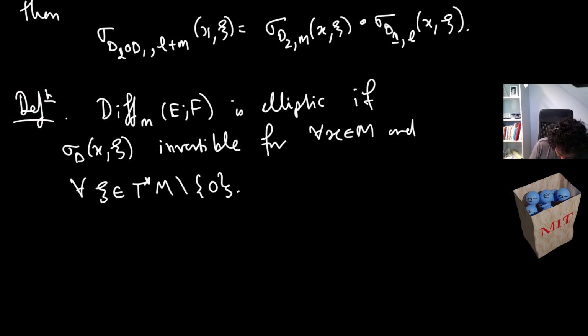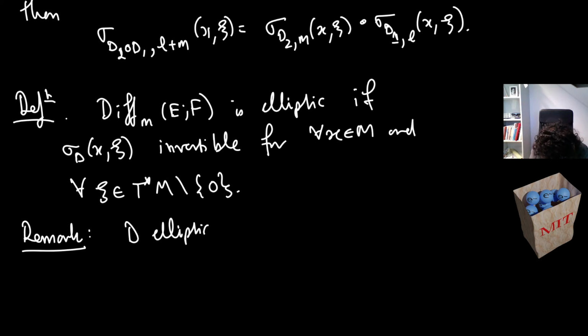So a simple observation, which you can prove for yourself, is that if D is elliptic, then this has a consequence for the underlying bundles, right? The rank of E has to be equal to the rank of F. This is really coming from the invertibility. It's the isomorphism.